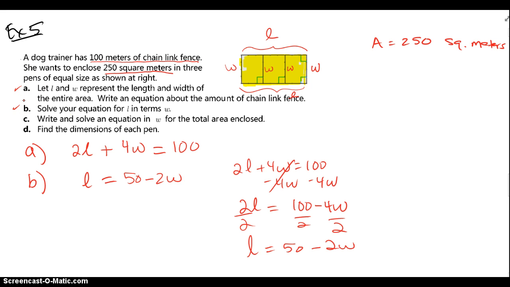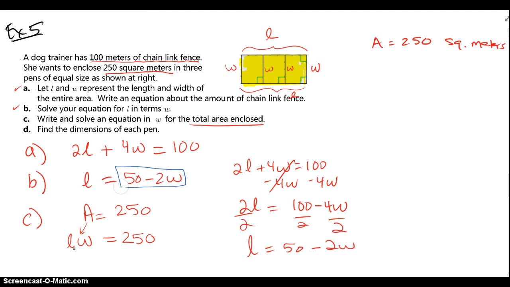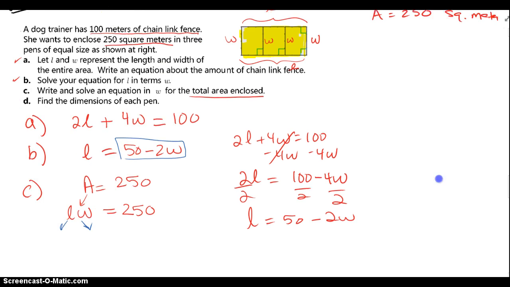Part C says, write and solve an equation in W, I guess in terms of W, for the total area enclosed. Okay, so the total area enclosed, remember, was 250 square meters. We also know that area is length times width. So length times width for this problem has to be equal to 250. Now we know the width is W, and we also know that the length is this. So the length and the width are going to get plugged in accordingly.